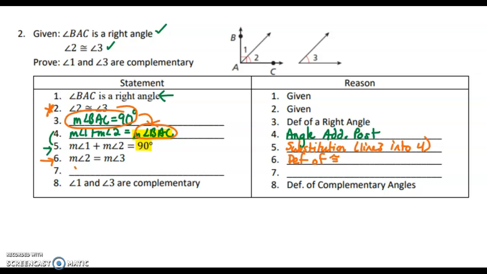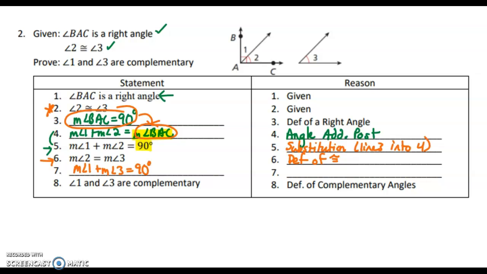Okay. So line 7, once again, we've got just blanks on both the statement and the reason side. So we've got to figure out where we're going. So let's jump down to line 8 and figure out what we're trying to get to and see if we could state something in between. All right, so line 8 says angle 1 and angle 3 are complementary. What does it mean to be complementary? All right, in math at least, it means two angles that add up and equal 90 degrees. So to be able to say angle 1 and angle 3 are complementary, we have to be able to say angle 1 plus angle 3 equals 90. That's the bridge we need to get to line 8.